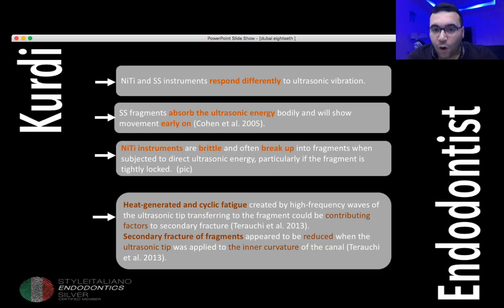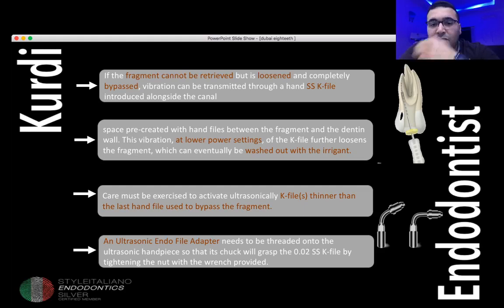And also I have to mention here that nickel titanium and stainless steel respond differently to ultrasonic, because stainless steel can absorb the ultrasonic and can be removed easily, but nickel titanium is different, a little bit brittle, and breaks up easily. Alright. And also sometimes if the fragment is loose and I cannot go with ultrasonic, I can use a K-file inside the ultrasonic and use this K-file as a tip.